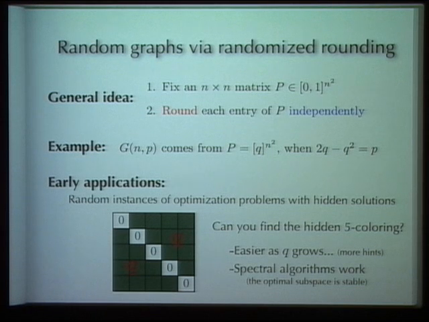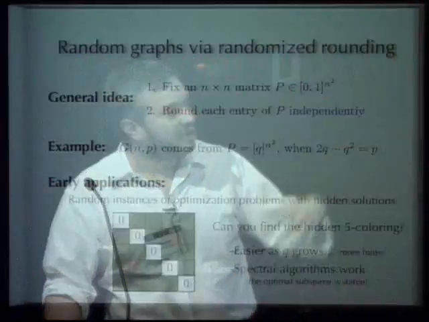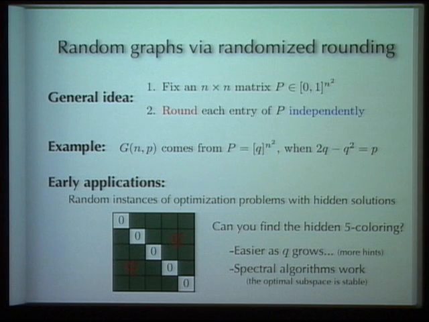Some early applications of these matrices were to create random instances of optimization problems with hidden solutions. So for example, imagine I take my n vertices, I partition them into 5 sets of roughly equal size, and then I create a uniformly random graph, except there are no edges allowed inside each of these sets. So this is baked in to be a 5-colorable graph. The question is, can you find the 5-coloring? And as you can imagine, the larger Q is, the easier the task gets because you get more and more hints. And this was also a very nice testbed for spectral algorithms.